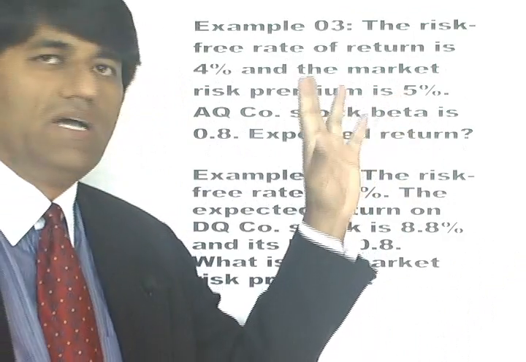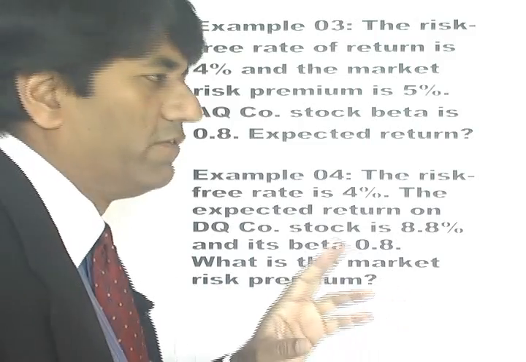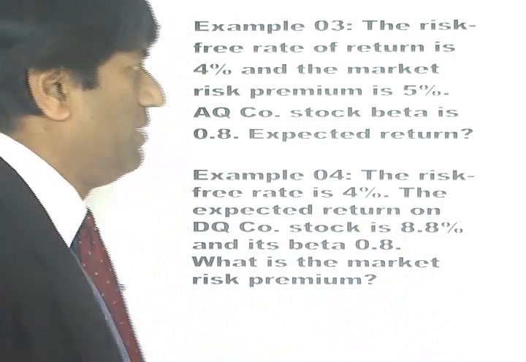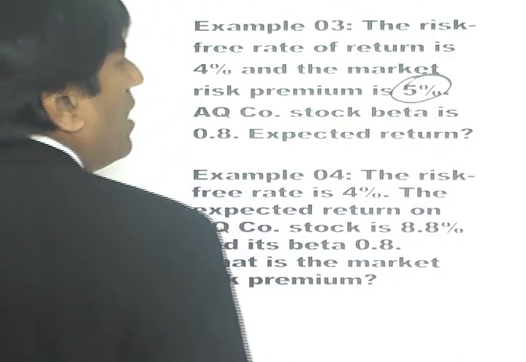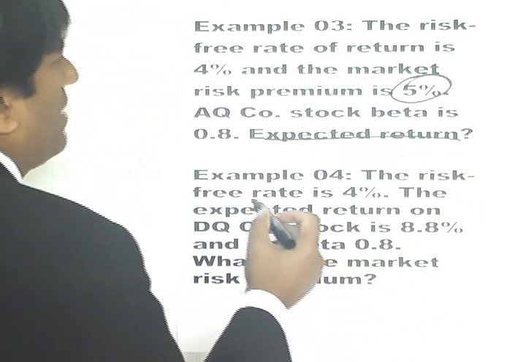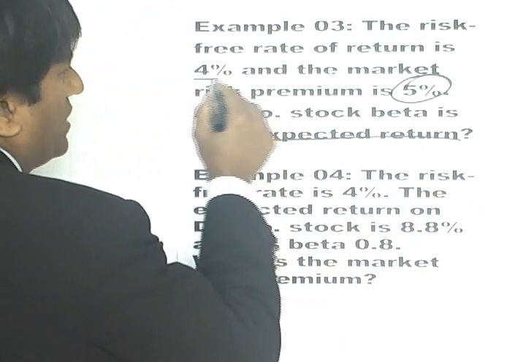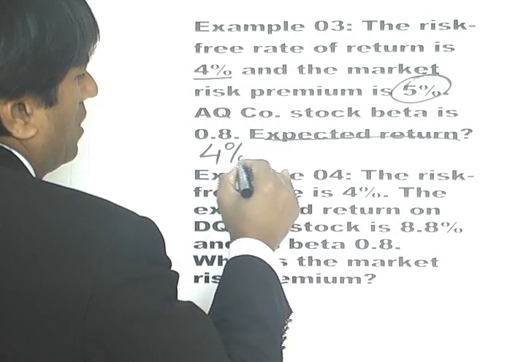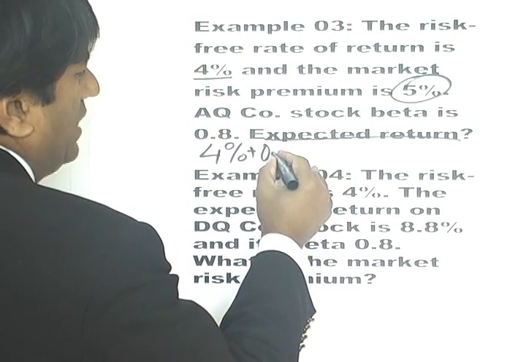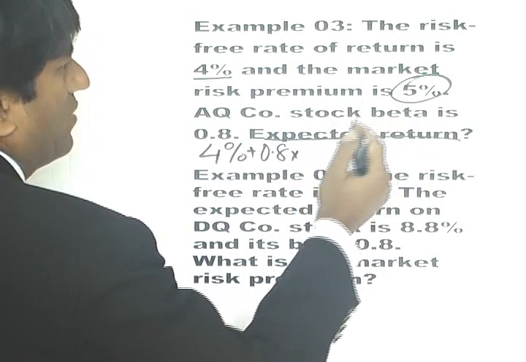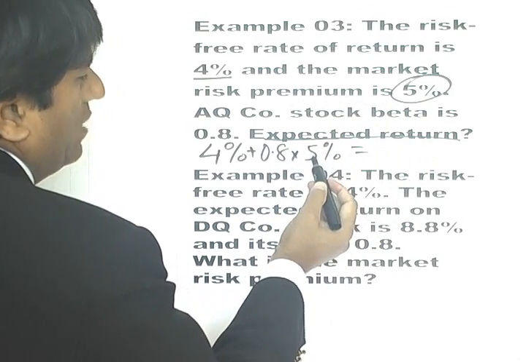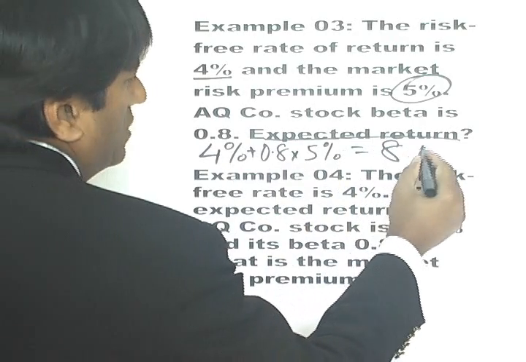So here we have a slightly different version of the equation. Now you don't have to calculate the market risk premium, it is given to you directly. Again, we have to find the expected return, and the expected return should be again the risk-free rate, which is given as 4%, plus beta, which is 0.8, multiplied by the risk premium, that's 5%. So 0.8 into 5 is 4, 4 plus 4 is 8%.